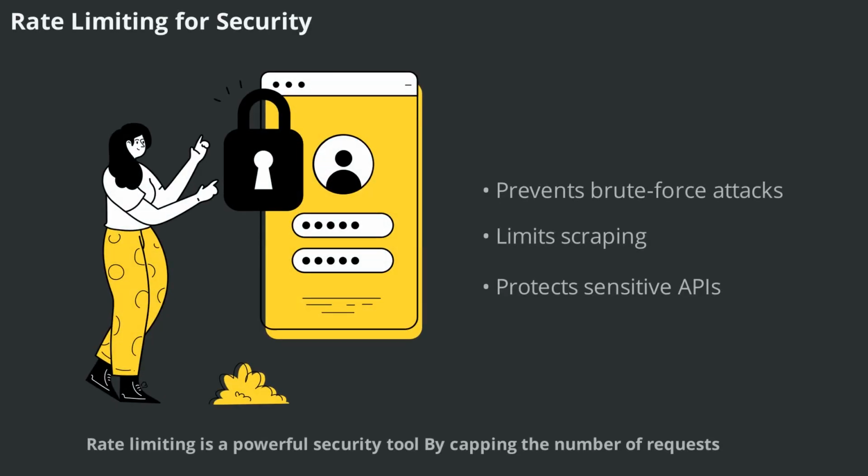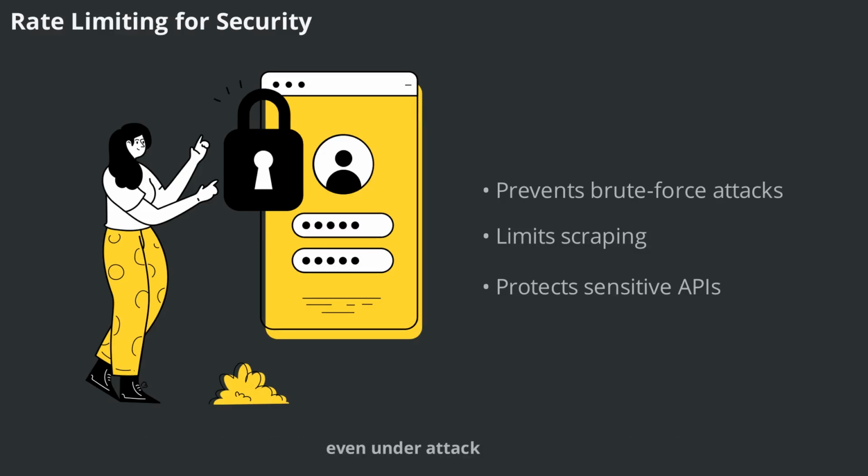Rate limiting is a powerful security tool. By capping the number of requests, you can prevent brute force attacks on login endpoints, limit scraping of public data, and protect sensitive APIs. Well-implemented rate limiting ensures your system remains stable and secure, even under attack.